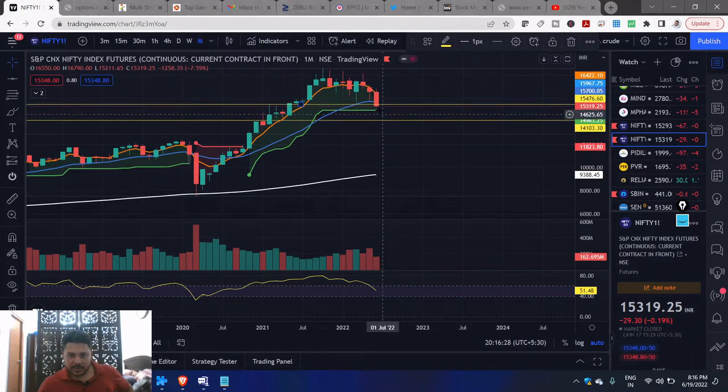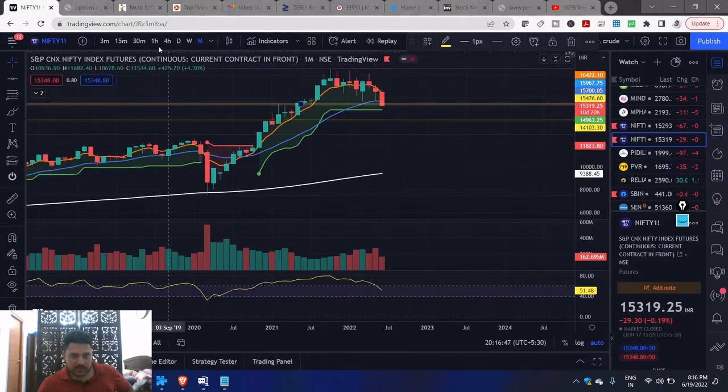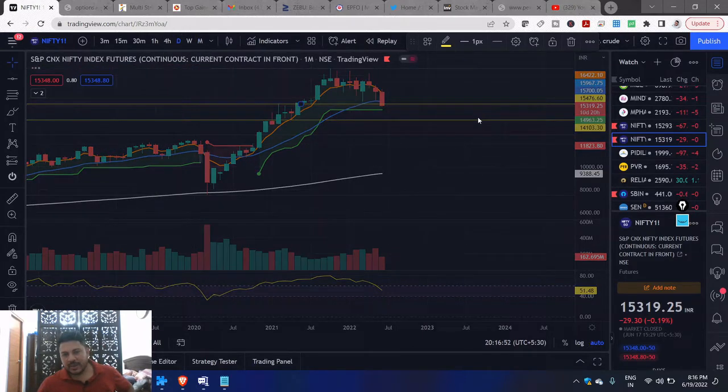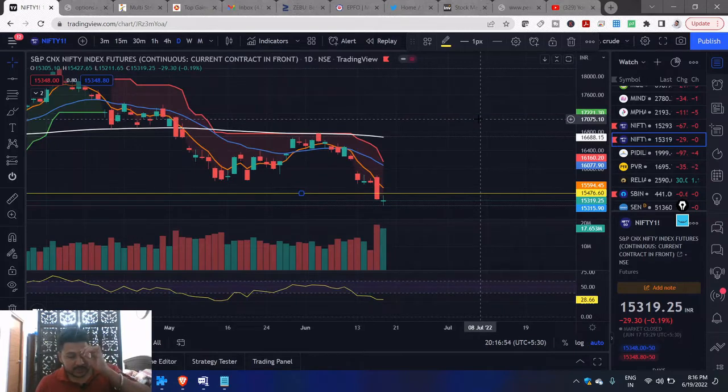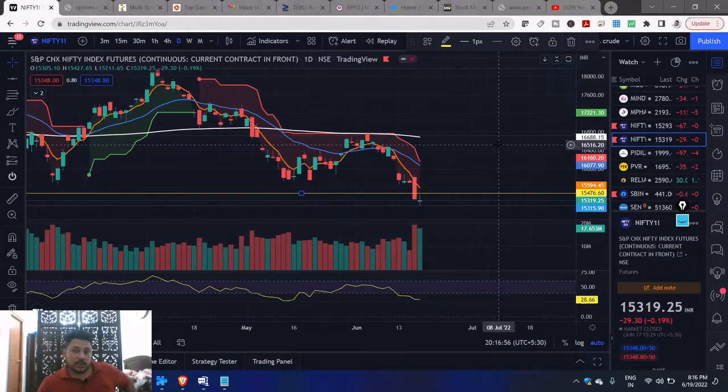But what if this level breaks? What if the super trend breaks? Then definitely we will have further downside till 13,800, and another level of support is coming at 12,544. I hope that doesn't happen, but let's wait and see what's happening. So this is about Nifty and Bank Nifty. Nifty looks weaker. For Bank Nifty, you can still expect a sideways market, but overall this is the trend.